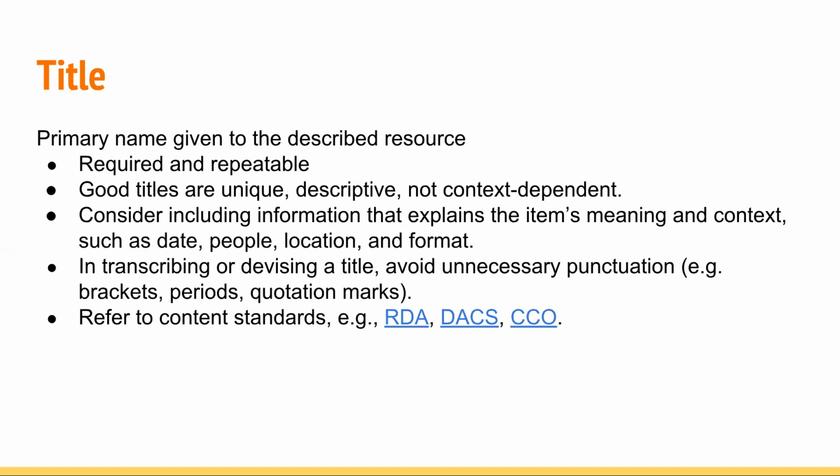Remember that in the context of an aggregator like DPLA, users might not know anything else about the material or the collection that it comes from. So the title is the first thing that gives them any indication what the item is and why they should look at it. Also, in creating a title, avoid using unnecessary punctuation, such as brackets, periods, or quotation marks. This causes the search results to become confusing when sorting. Metadata content standards can provide guidance on how to create titles, such as RDA, DACS, or Cataloging Cultural Objects.